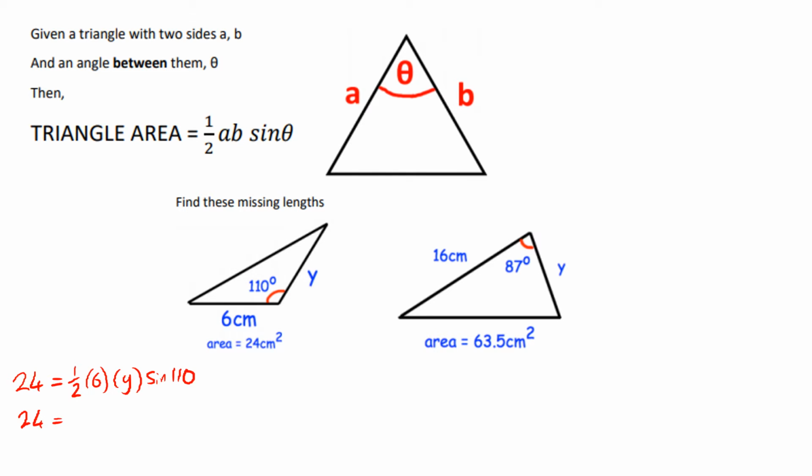Well, I'd probably figure out a half of 6. That's just 3. Then we've got Y, and then we've got sine 110. If we want to get just Y on its own, we're going to need to take that 24 and divide it by 3 lots of sine 110. So that will give us a final side length of 8.51 centimeters. Feels about right.